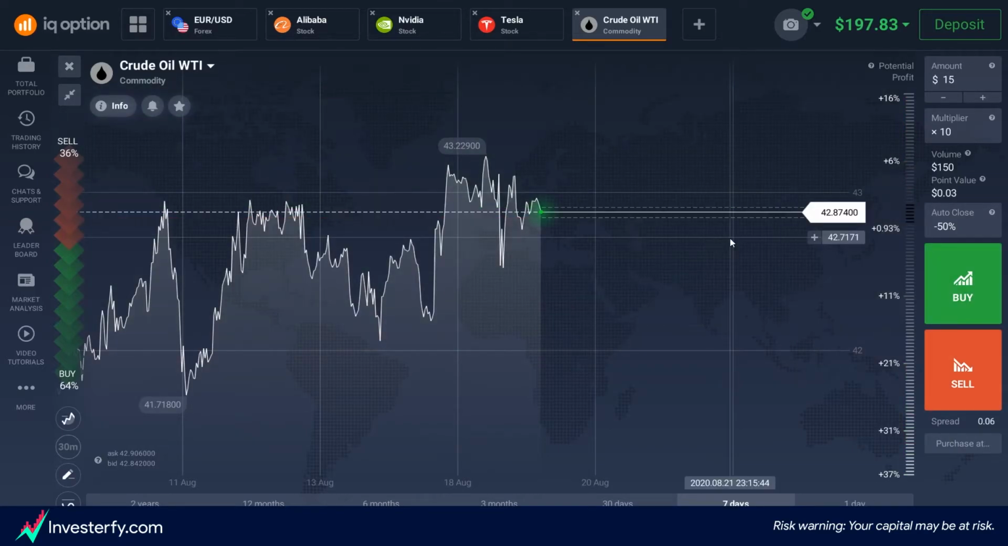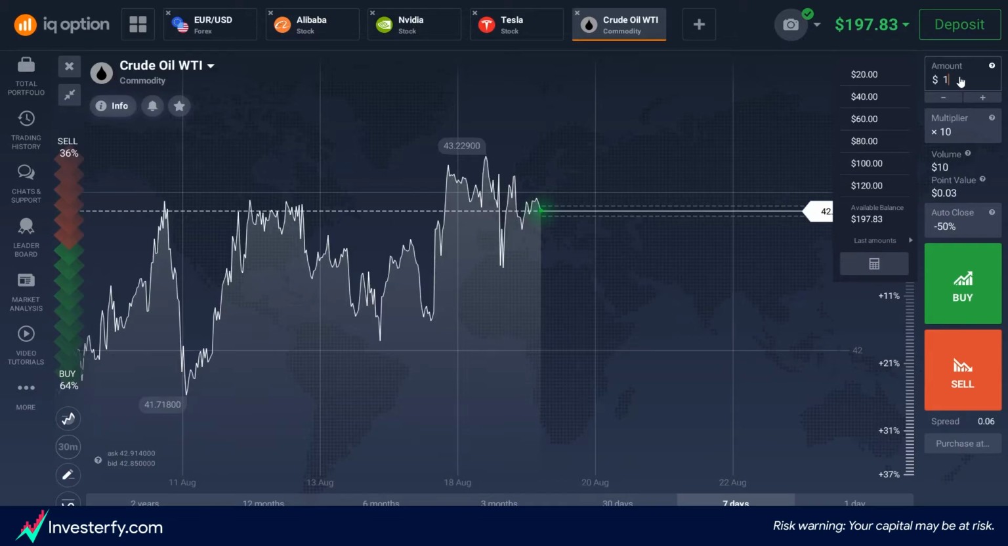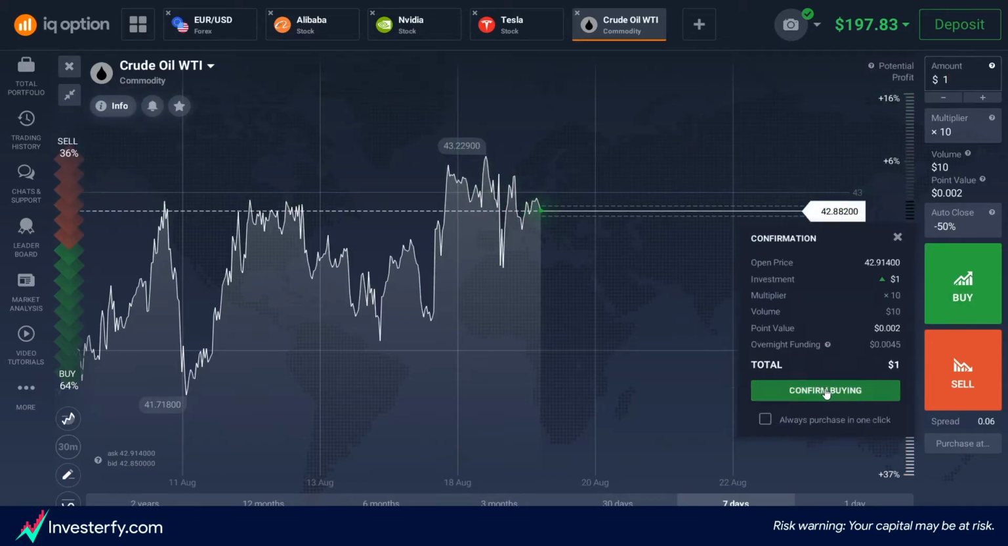If you were to buy crude oil directly, you would have to spend thousands of dollars because you have to buy future contracts that are bound to 1,000 or 10,000 crude oil barrels a piece. However, here on IQ Option, because you are trading CFDs, you can invest as little as $1 on crude oil. Just like this.